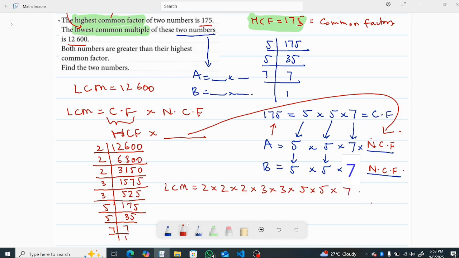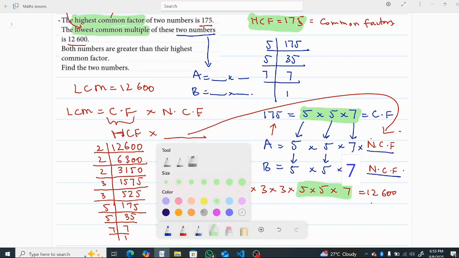So this is actually 12,600. But we know that this is the combination of common factors. And what are the common factors? HCF is already telling us that the common factors are 5, 5, and 7. Is there any 5, 5, 7 in the LCM? Yes, there is. So this is the common factor.